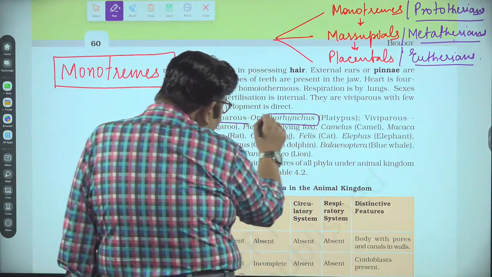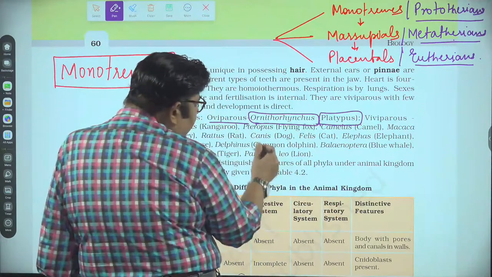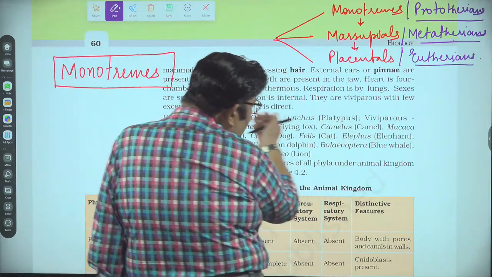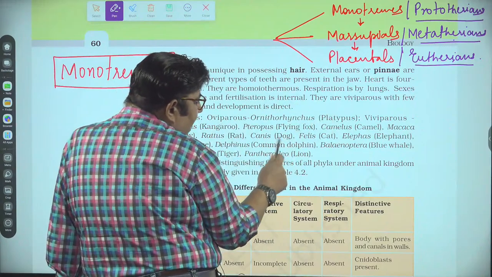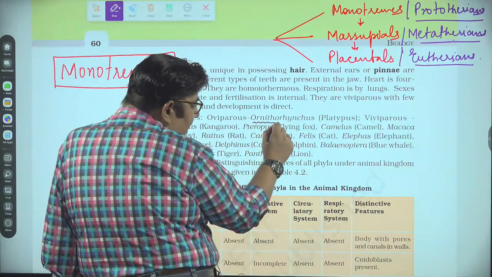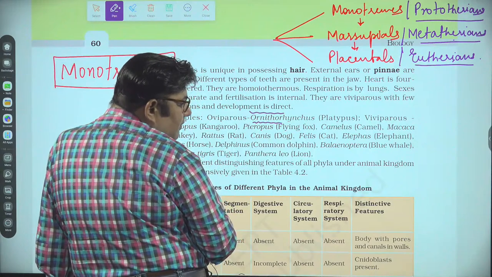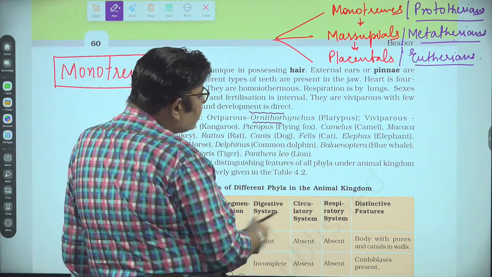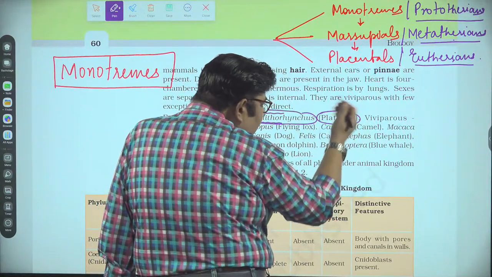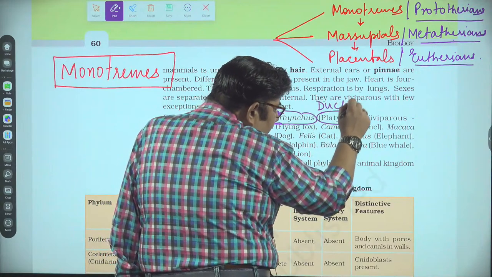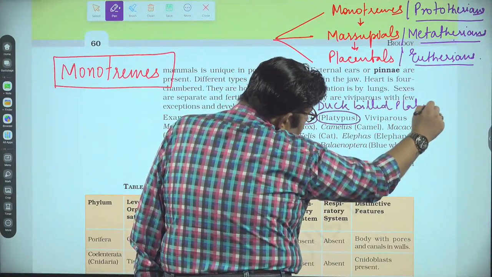Ornithorhynchus. It is platypus, duck-billed platypus. It looks like a bird from a distance. And therefore the name also has a bird name. Ornitho means birds. Ornithology, the scientific study of birds. Ornithorhynchus, duck-billed platypus.